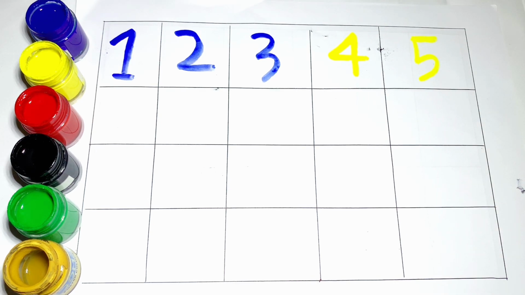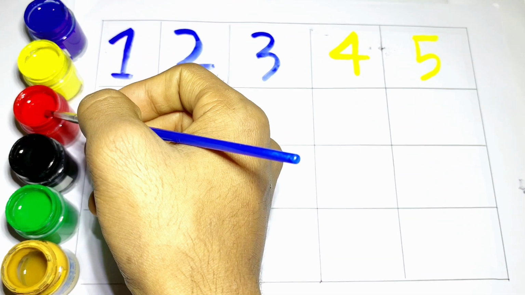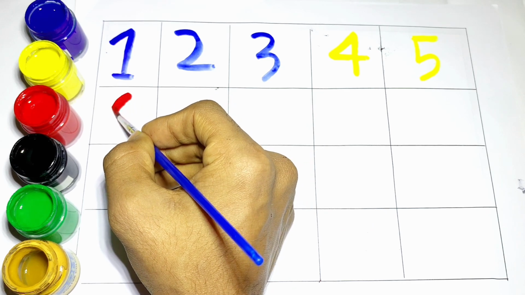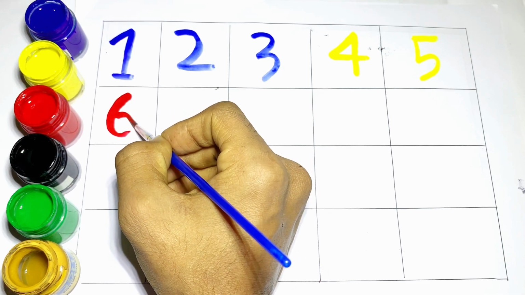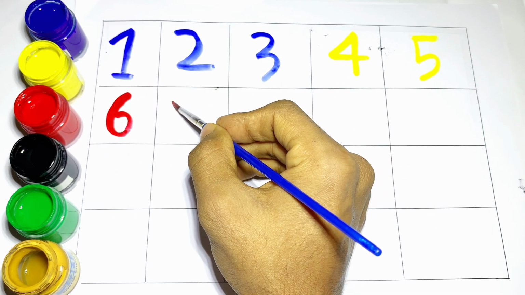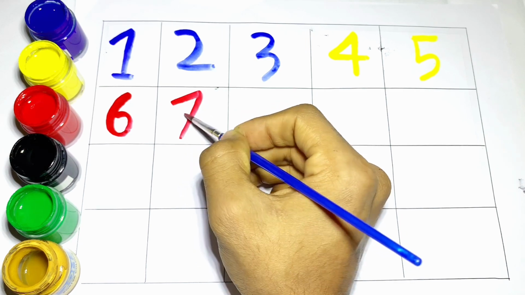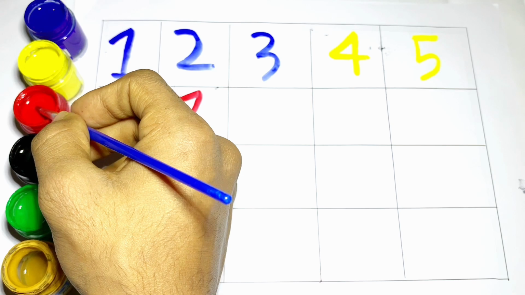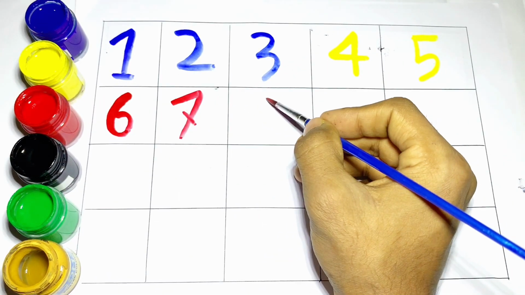Kids now draw 6. The numbers of 6 and use red color. S-I-X, 6. 7. S-E-V-E-N, 7. Kids again use red color and draw 8.